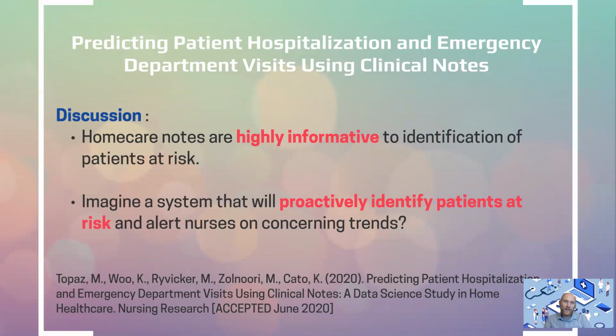So in terms of the discussion for that, home care notes are highly informative to identification of patients' risk. Imagine a system that will proactively identify patients at risk and alert nurses on those concerning trends. Wouldn't that be cool?